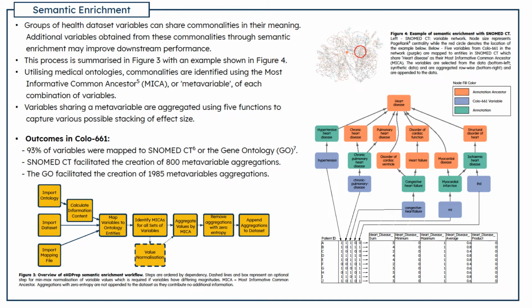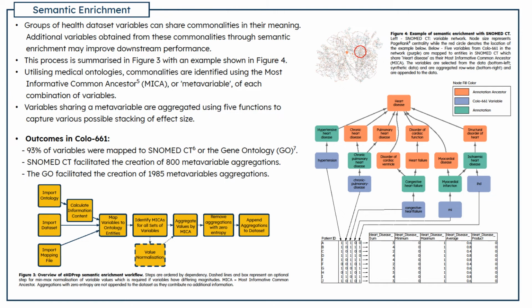Figure 4 shows an example of how this process was applied to COLO661. The 5 variables in purple are mapped to the entities in SNOMED CT, which are coloured green. The most informative common ancestor of these entities is heart disease. With this information, these variables are aggregated and labelled with heart disease. They're aggregated using 5 functions to capture the various possible stacking of effect size. These aggregations are then appended to the dataset.